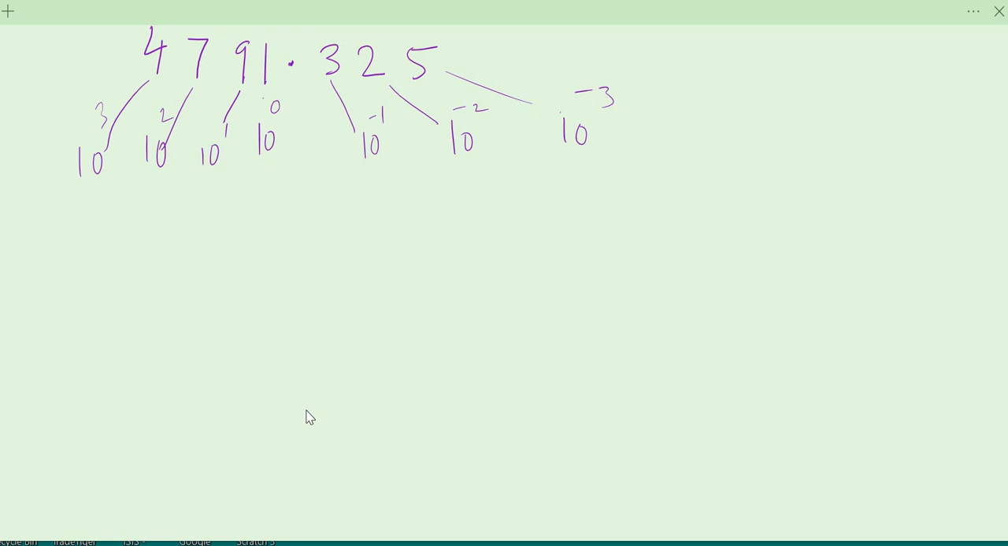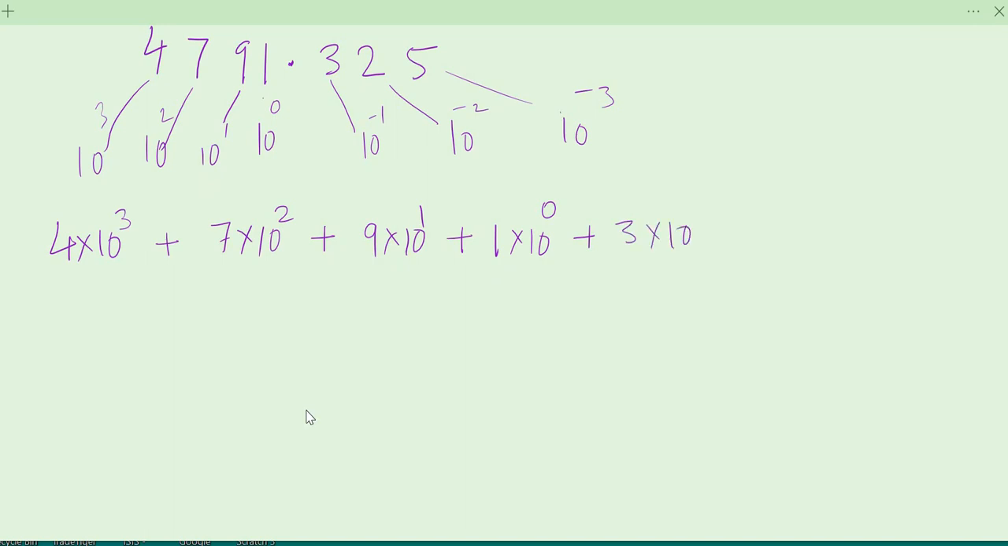This way, the number in expanded form is written as 4 into 10 raised to 3 plus 7 into 10 raised to 2 plus 9 into 10 raised to 1 plus 1 into 10 raised to 0 plus 3 into 10 raised to minus 1 plus 2 into 10 raised to minus 2 plus 5 into 10 raised to minus 3.